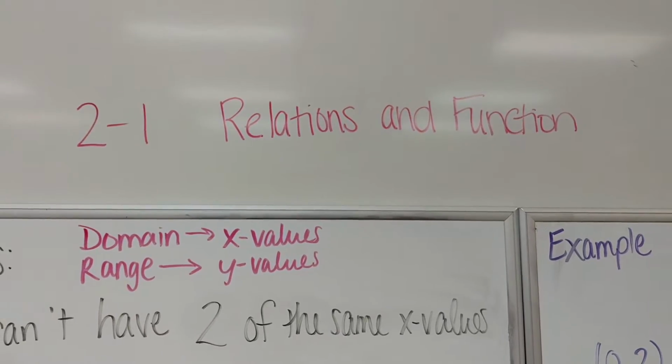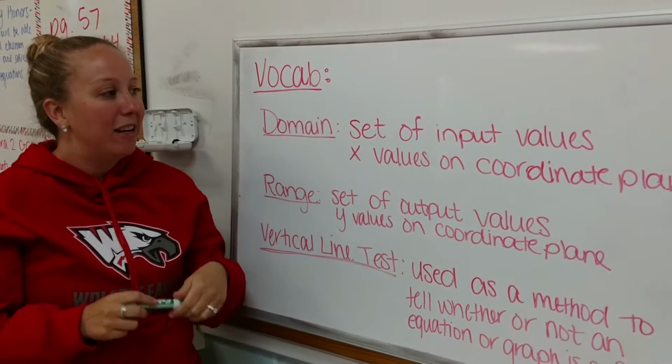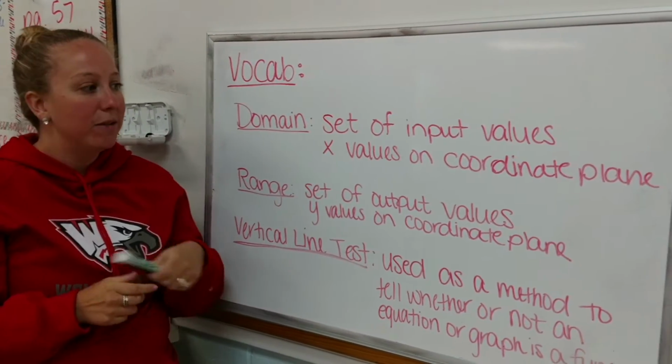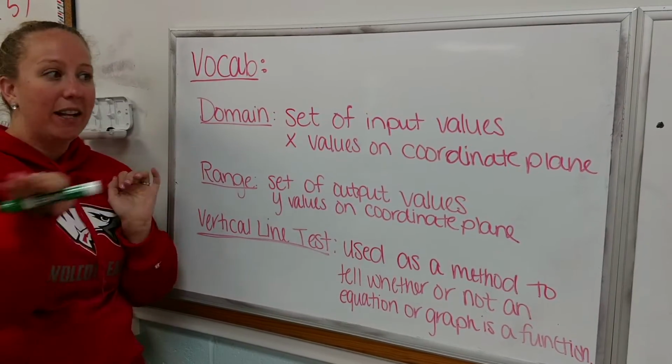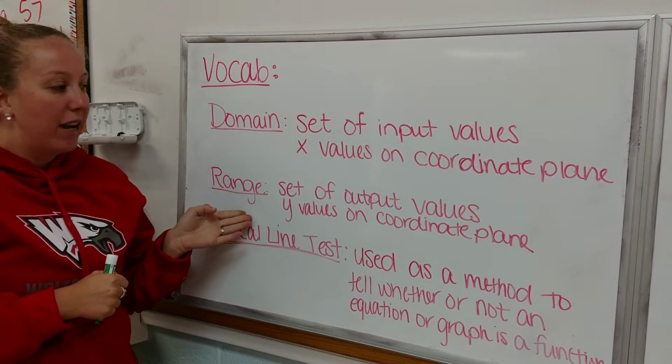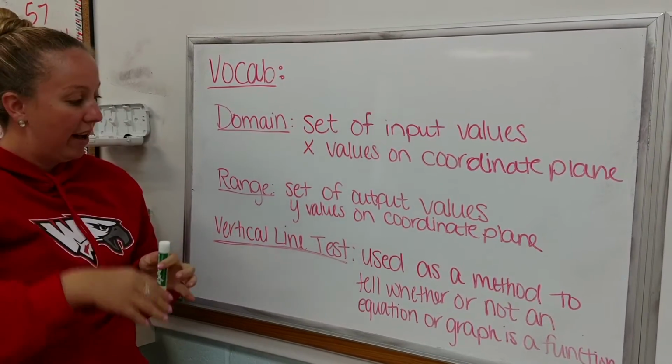This is 2-1, Relations and Functions. Your vocab terms are domain, which is your set of input values. And when you look on the coordinate plane, when you're talking about domain, it's all the x values on the coordinate plane. Range is your set of output values, and on the coordinate plane, that's your y values.